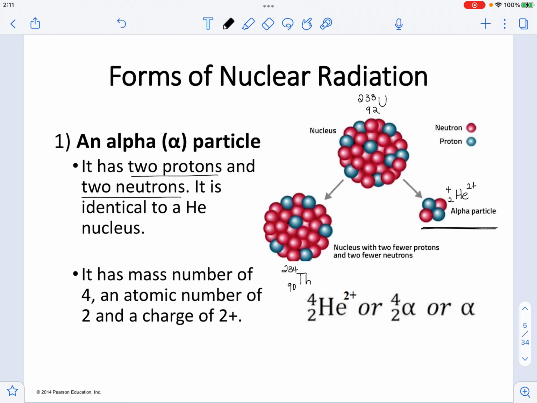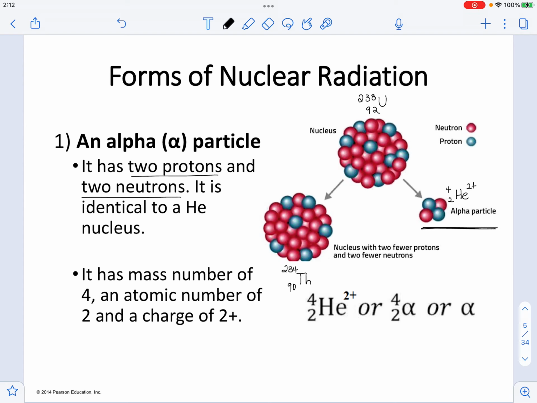Now, a particle that has 2 protons and 2 neutrons is identical to the nucleus of helium. That's why one of the illustrations utilized for an alpha particle is the isotopic notation for helium with a 2 plus charge, just indicating that the particle itself has a charge of 2 plus. If you rationalize it, remember that protons are the only things in it that have charge. And since there's 2 of them, that's where the 2 plus comes from.